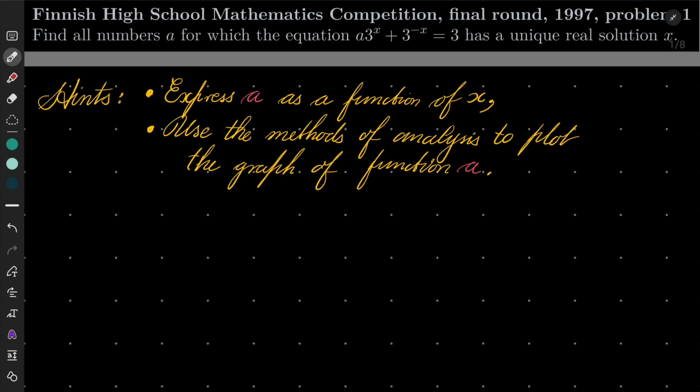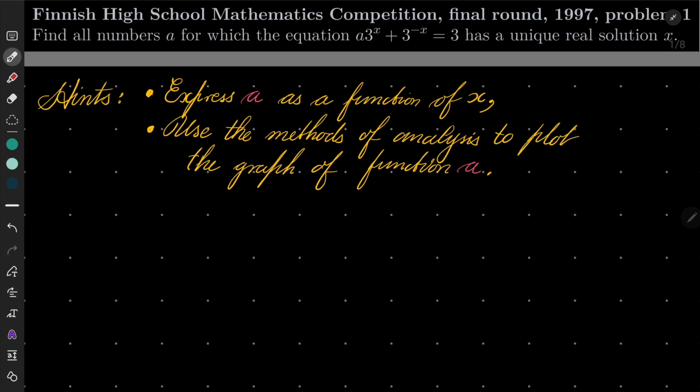Hello friends, in this video I'd like to solve the following problem from the Finnish high school mathematics competition final round 1997. It was problem number 1. Find all numbers a for which the equation a times 3 to the power of x plus 3 to the power of minus x equals 3 has a unique real solution x.